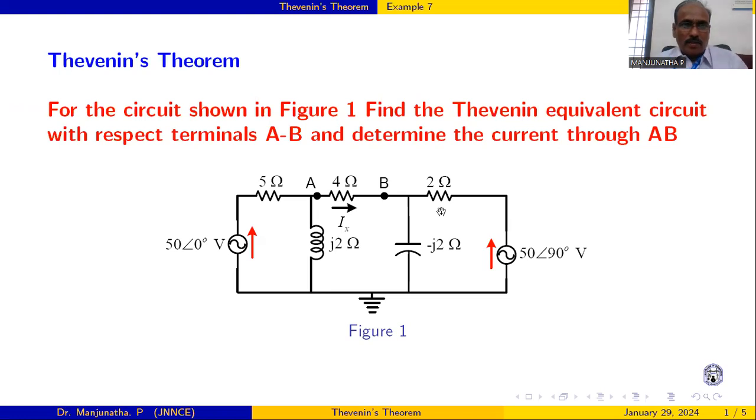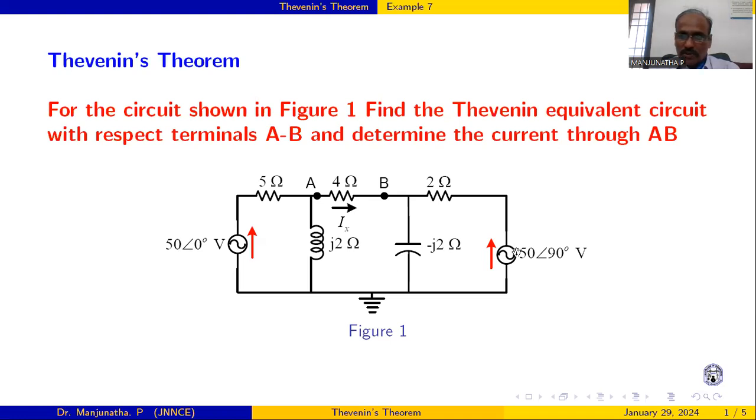This is one example for the Thevenin's network or a complex network. So we'll see how to solve the complex network by replacing it with the Thevenin's equivalent circuit. The question for this network is as follows. For the circuit shown in the figure, find the Thevenin equivalent circuit with respect to terminals AB and also determine the current through AB. So this is one question for the complex network.